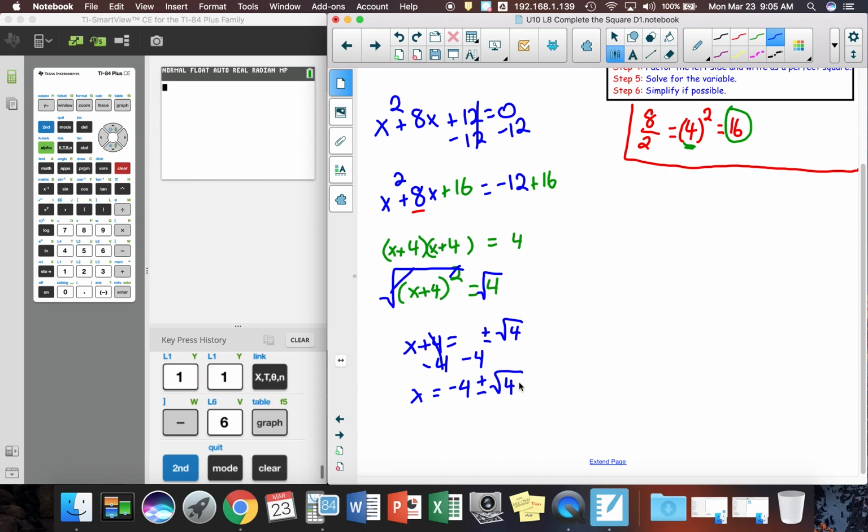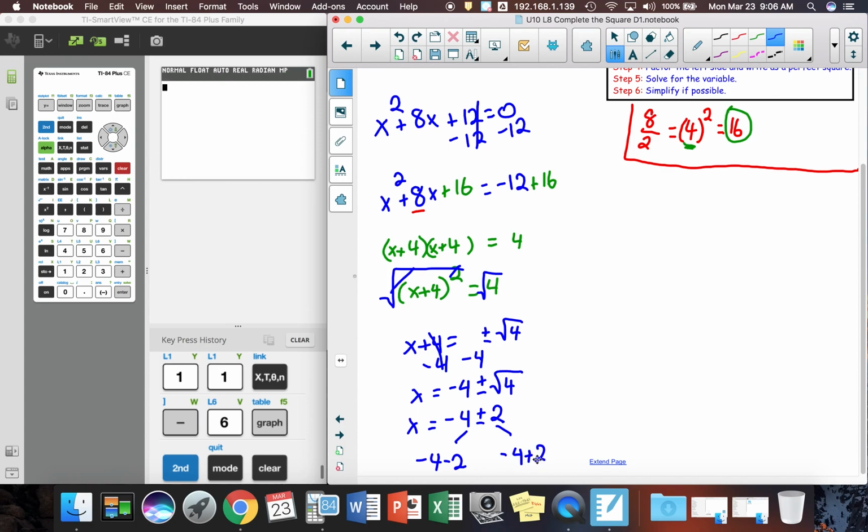Now we all know the square root of 4 is 2. So I can rewrite this as x equals negative 4 plus or minus 2. And since we have whole numbers, we can split that up. We have negative 4 minus 2, and negative 4 plus 2.